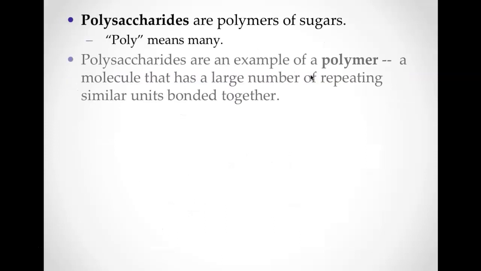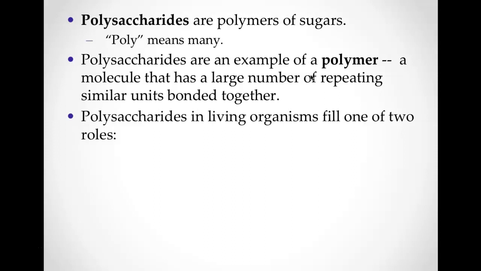Two rings. All right. So if mono means one, di means two, then poly is going to mean more than two. And it actually is going to mean a lot. Like not 3, 4, like hundreds. All right. So a polysaccharide is an example of a polymer. Has a large number of repeating similar units bonded together. Right? Polysaccharides in living organisms are going to fill one of two roles, providing structure or energy storage.